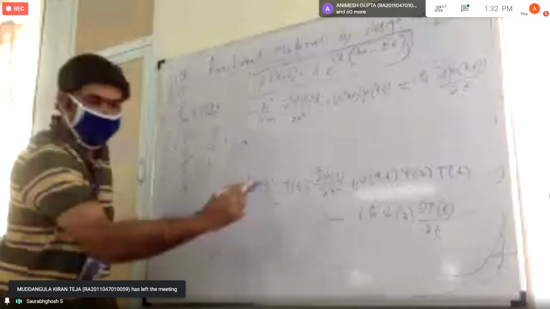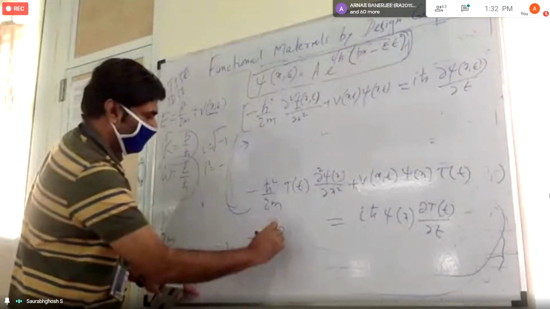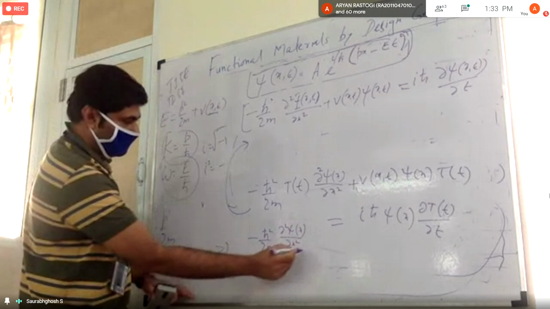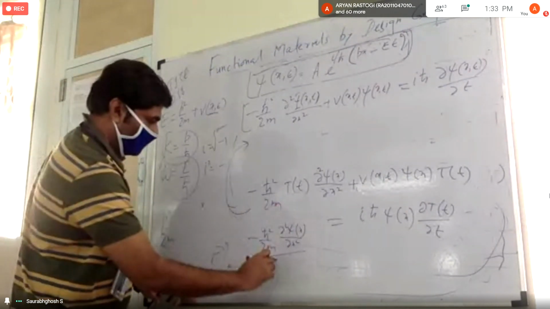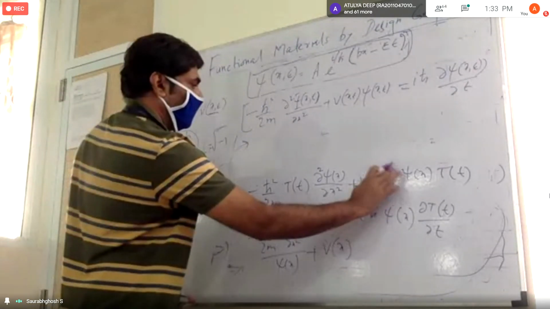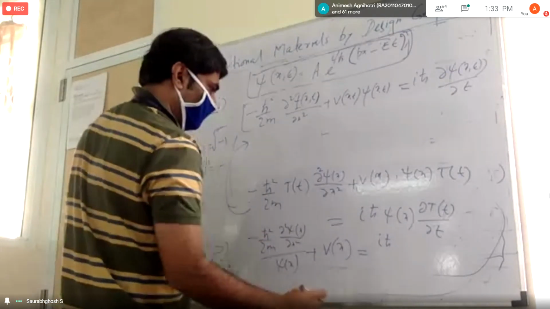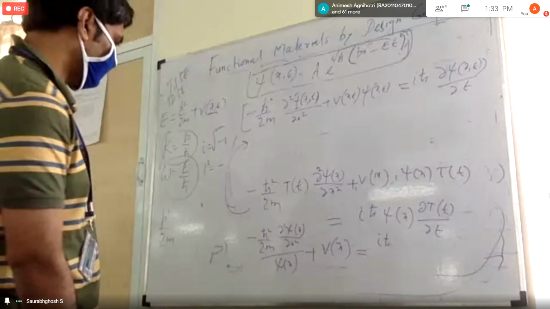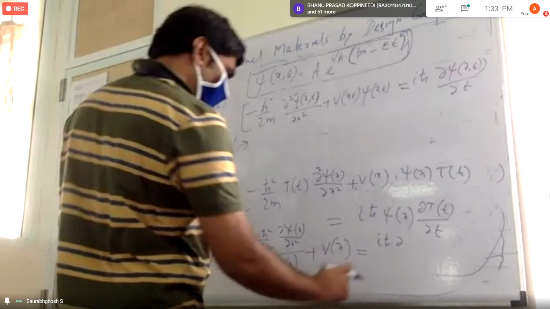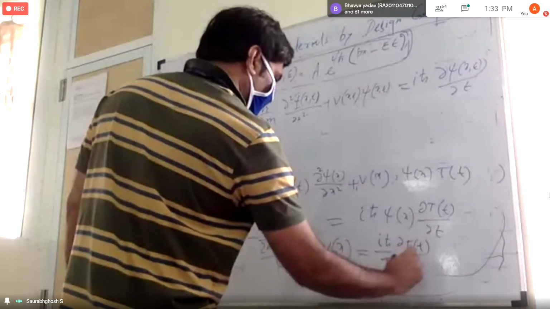Okay, so if you divide by both of them, then it becomes minus h squared by 2m, then del squared psi by del x squared divided by psi of x, plus V of x, is equal to i h cut, 1 by T, del T by del t.